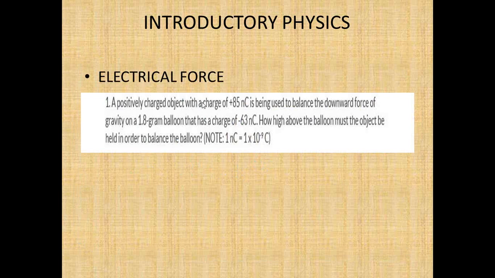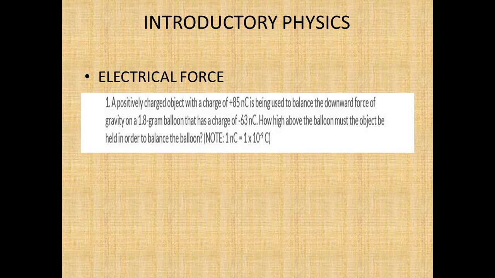So a positively charged object with a charge of plus 85 nanocoulomb is being used to balance the downward force of gravity of a 1.8 gram balloon that has a charge of minus 63 nanocoulomb. The question asks, how high above the balloon must the object be held in order to balance the balloon? This is a typical question that you'll get in your exam. So you sit down and try to understand what they're asking. You have to draw these things.